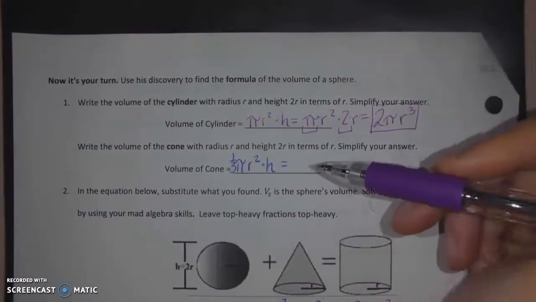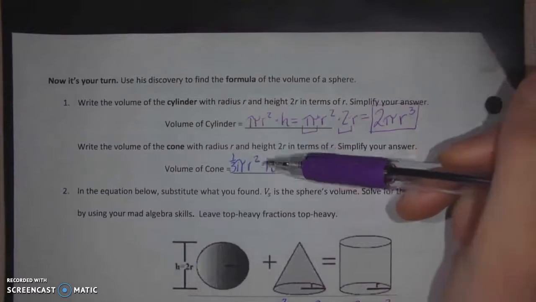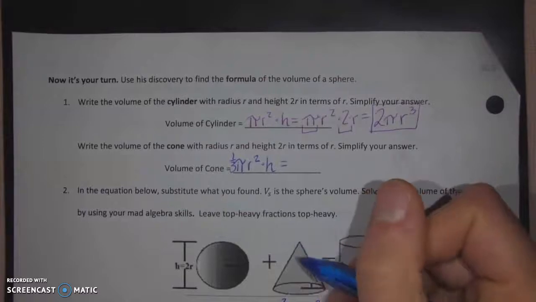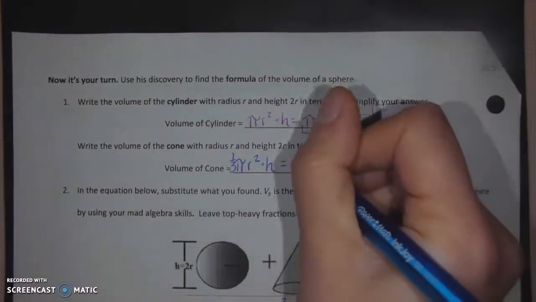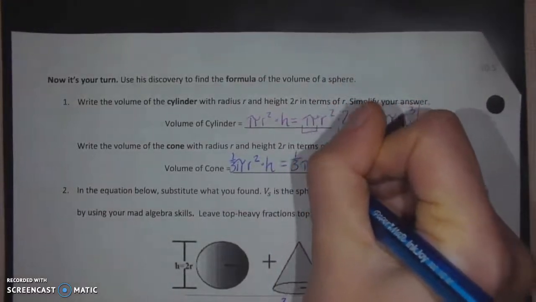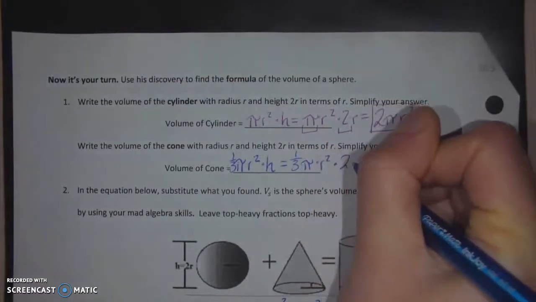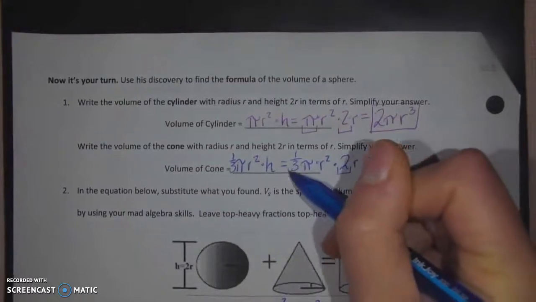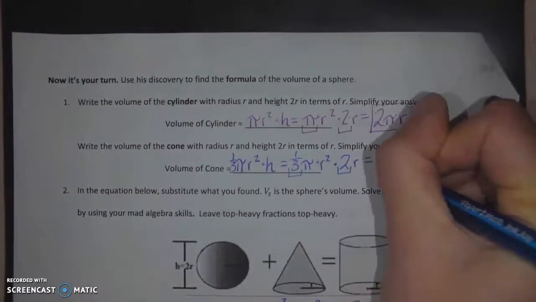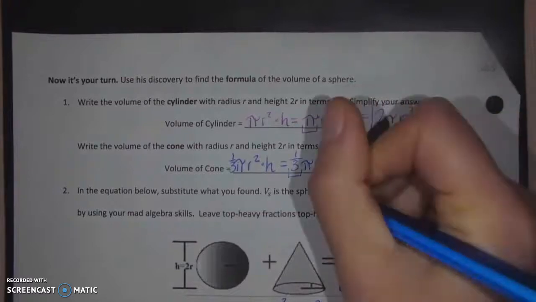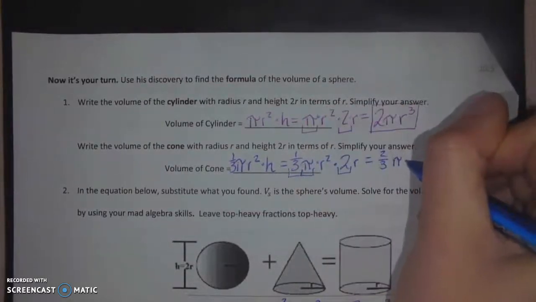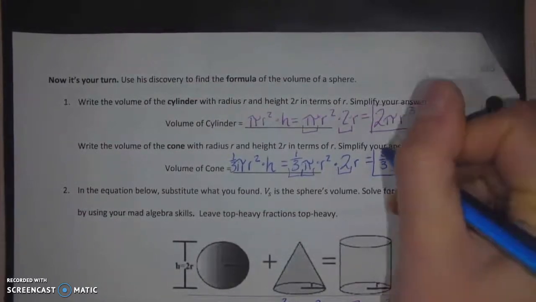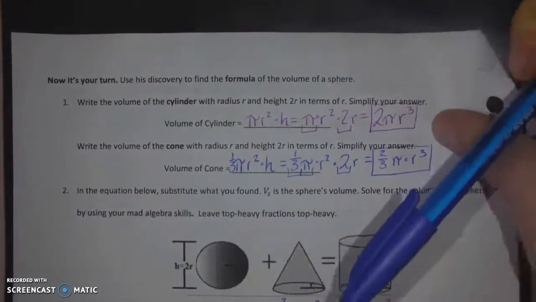We're going to do the same thing for the volume of a cone. I know that that is 1/3 pi r squared times height. I'm going to substitute in my height because we know that the height is 2r. So I get 1/3 times pi times r squared times my height of 2r. When I simplify this, I'm going to end up with 2 times 1/3, which is 2/3. Again, keep it as a fraction. Then we have our pi times, well, we already saw r squared times r is just r to the third. So that gives us our formula for the volume of a cone.